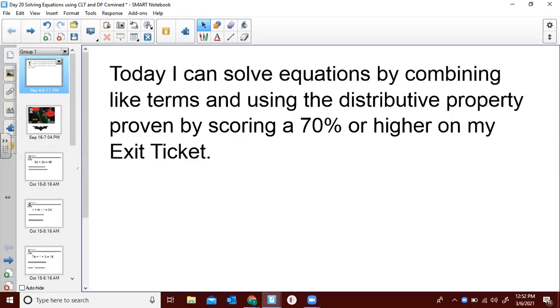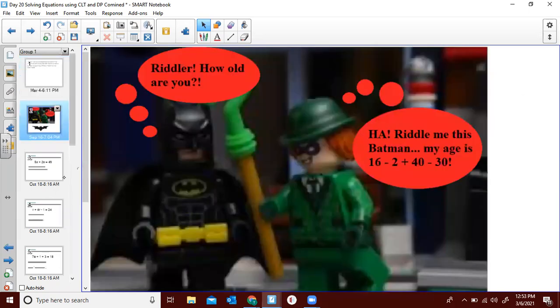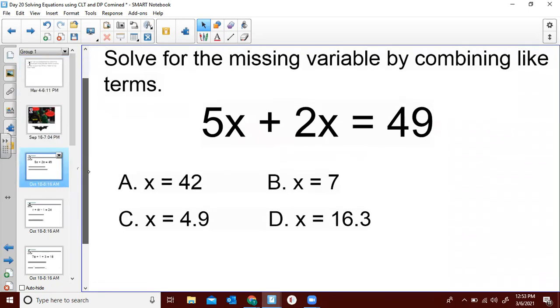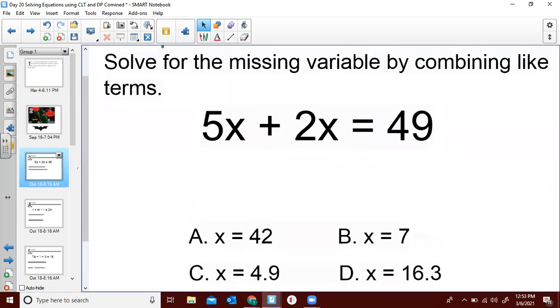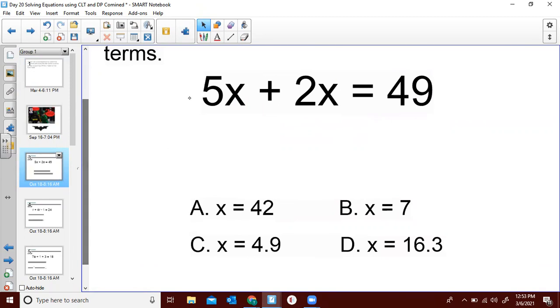All right, so today I can solve equations by combining like terms and using the distributive property. Let's get that. All right, so solve for the missing variable by combining like terms. I'm going to do a couple of these by hand, and when we get to some other ones, I'll show you how to do this by Desmos.